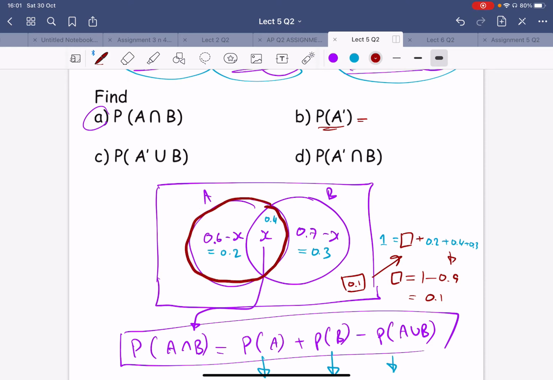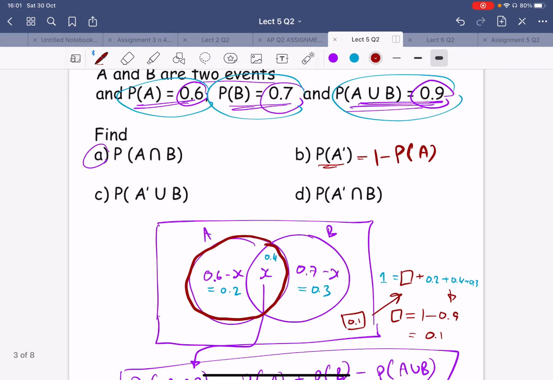Okay, everything that is not A, I can say this is 1 minus the probability of A. The probability of A is 0.6, so it'll be 1 minus 0.6, which is 0.4. Makes sense? If you add this with this, you get 0.4. Okay, then you have A naught union with B.